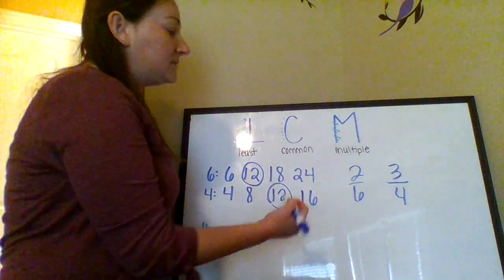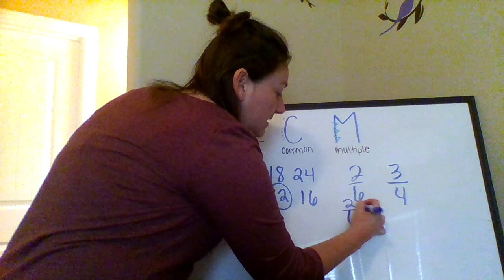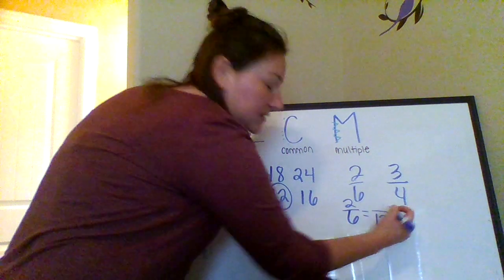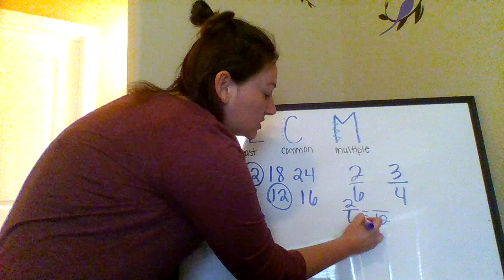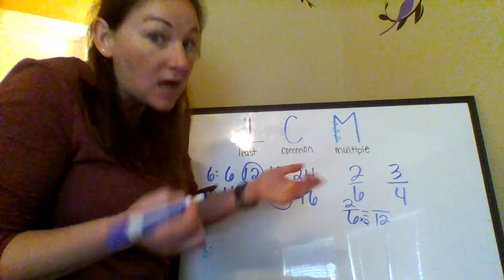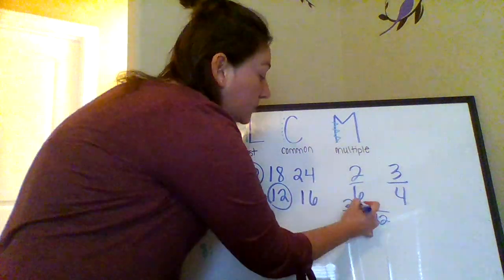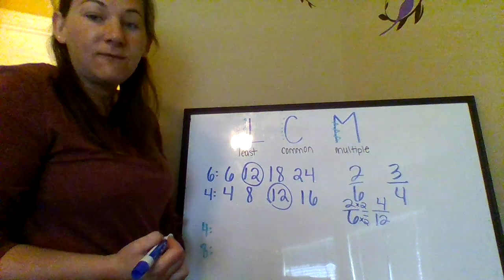Okay, so what if I have 2 sixths? So I want to know 2 sixths is how many 12ths? Well, 6 times what is 12? 6 times 2 is 12. And if I multiply my denominator by 2, I also have to multiply my numerator by 2. So 2 times 2 is 4. So that'd be 4 twelfths.